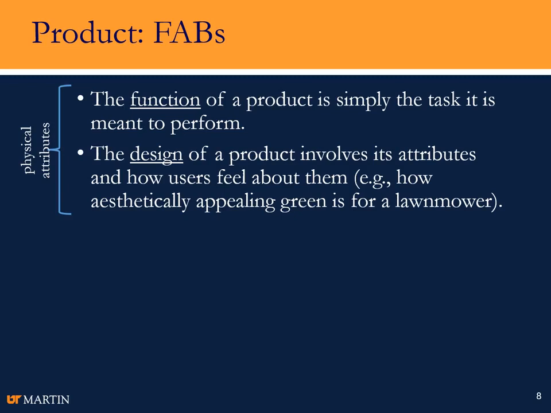So the physical attributes of a product are function and design. Function of the product is simply the task it's meant to perform. So if you're talking about a food product, it would be nourishment. If you're talking about a mower, it would be to cut grass. Pretty simplistic. The design of a product, however, involves its attributes and how a user feels about them.